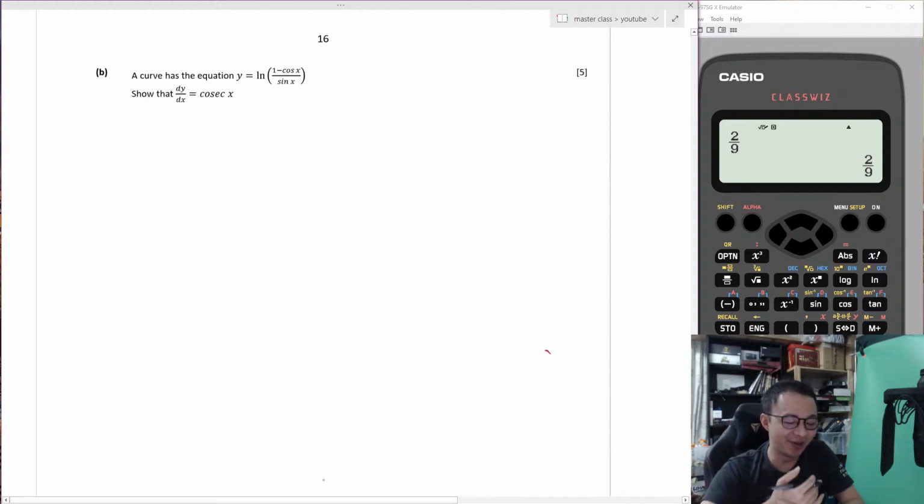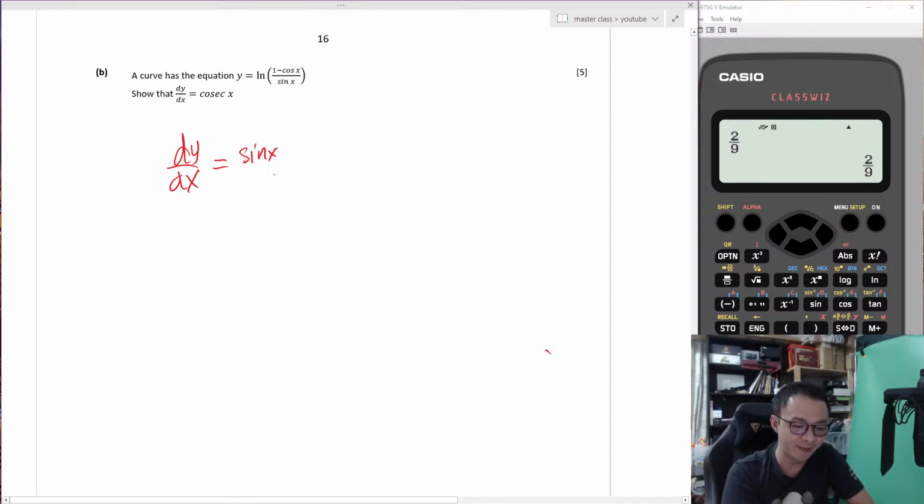A curve have the equation... Show that dy dx is equal to that one. Alright, let's dy dx. I think Alvin love calculus. So ln mean 1 over the whole thing. So I 1 over the whole thing, basically I just flip over them. No, I don't want to do this. I don't want to do like this. I prefer separate them first.